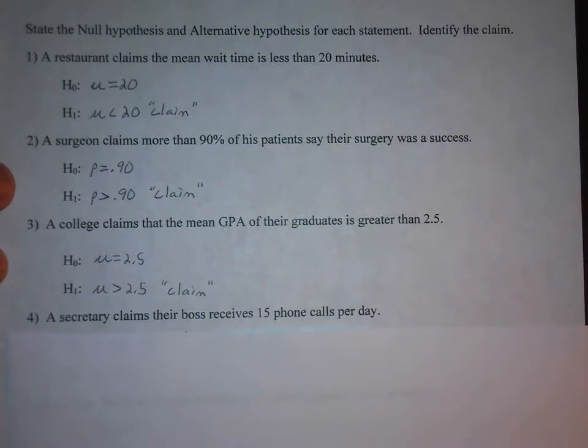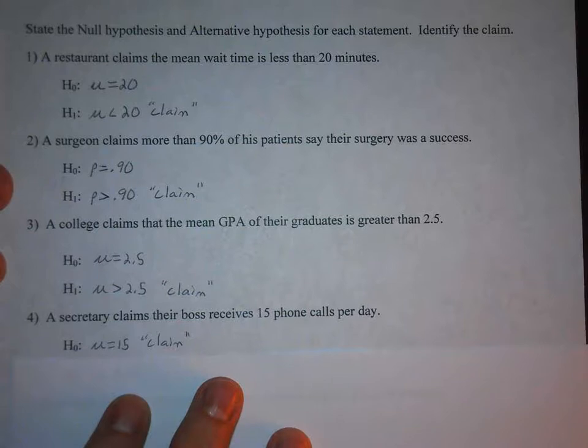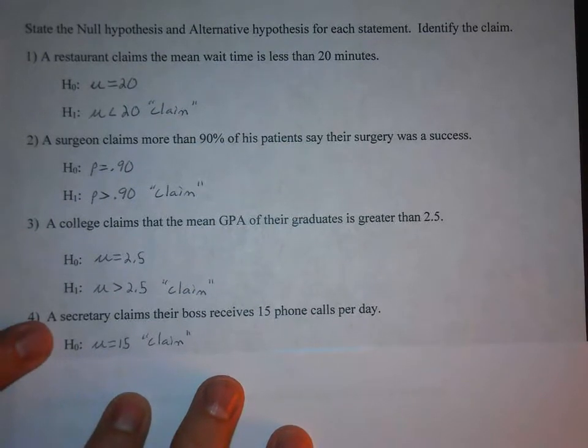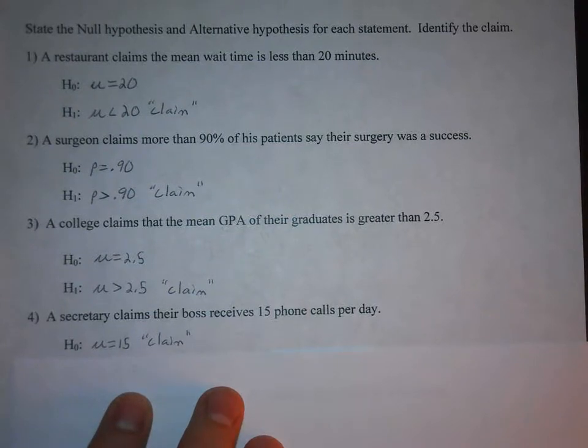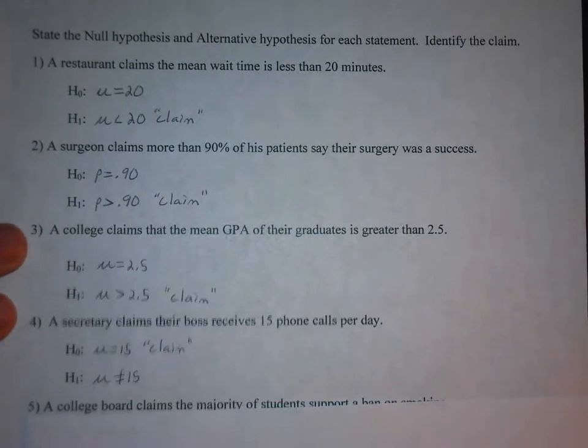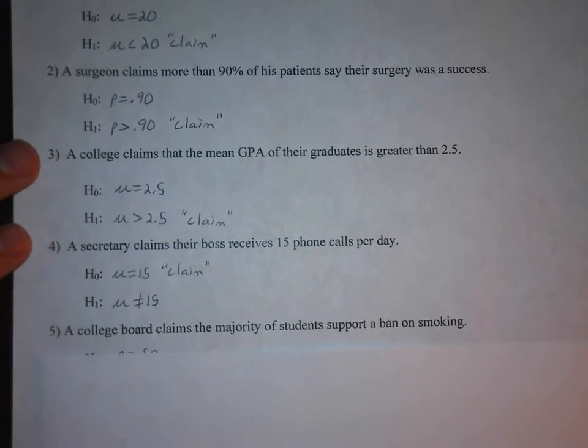Number 4, a secretary claims their boss receives 15 phone calls per day. So 15 phone calls per day, that's an average or a mean. So they're trying to claim that mu is 15. They're not saying less than 15 or greater than 15. They're saying they receive 15 per day. So they're claiming that mu equals 15. So that's your null hypothesis. So the alternative hypothesis to that is that mu does not equal 15. So that one was a little bit different than the other ones.